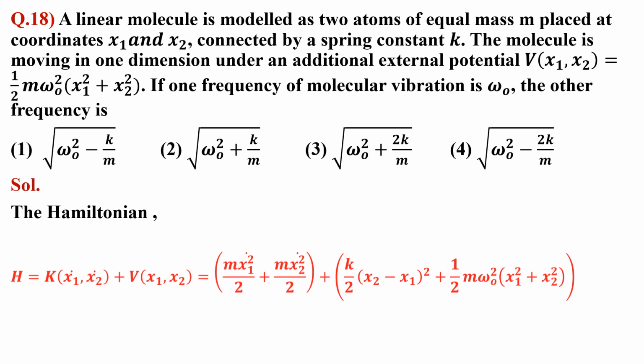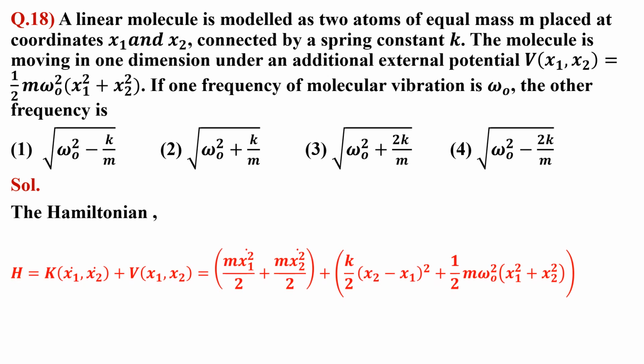Solution: the Hamiltonian H equals kinetic energy plus potential energy, which equals m x1 dot square by 2 plus m x2 dot square by 2 plus k by 2 (x2 minus x1) square, which is the energy of the spring, plus half m omega naught square (x1 square plus x2 square).